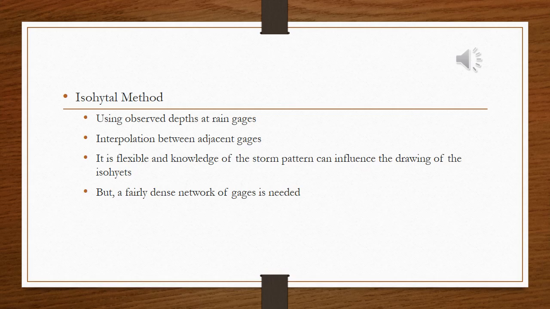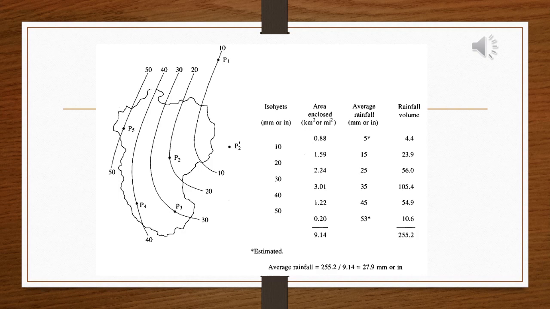The graphical representation of the isohyetal method is as shown, showing the depth of the corresponding lines, like a contour map. We see here 10, 20, 30, 40, 50 millimeters of depth in the following isohyets. As you see for 10, there are two portions of area, on the right side and the left side.